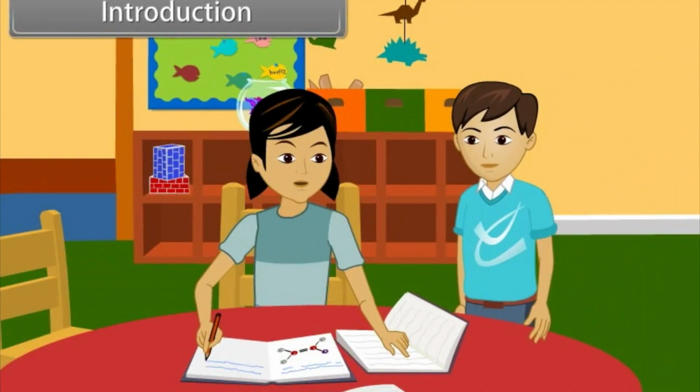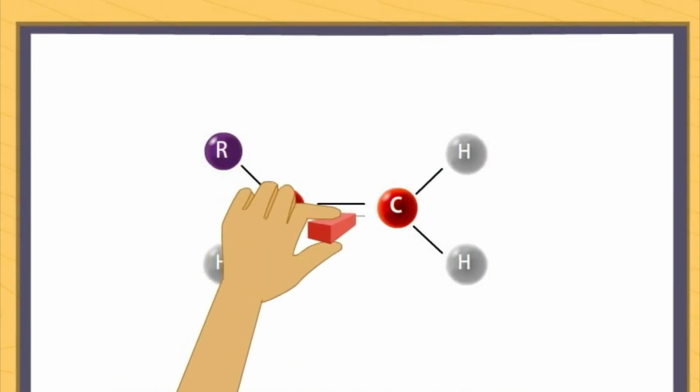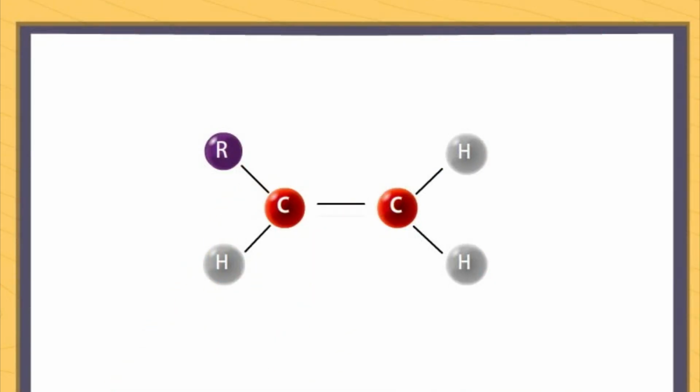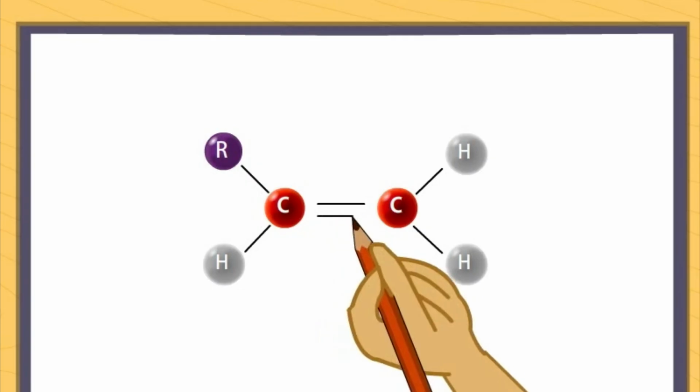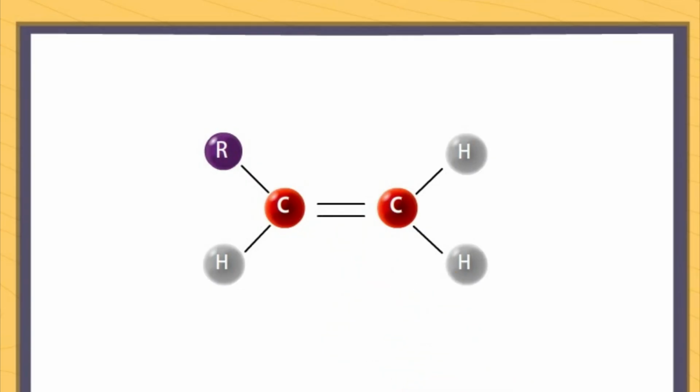Don't scrub, Ankush. Let me study. What are you studying? I'm doing my homework of chemistry. You are doing wrong. What are you doing? Now this is correct. No, this is double bond and this is an alkene.